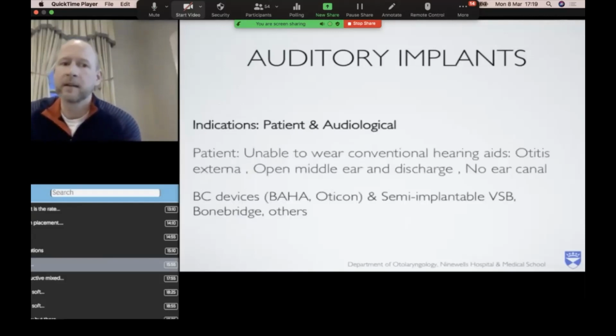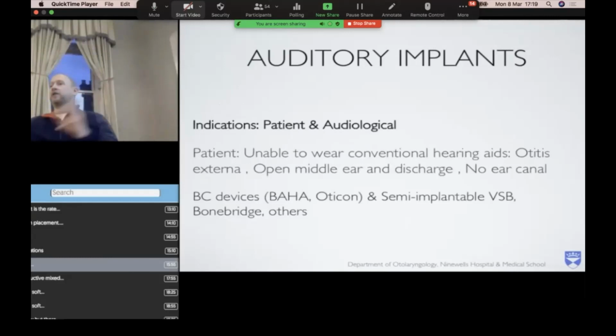So I divide my indications into patient factors and audiological factors. So there are patient criteria that they need to meet and audiological criteria they need to meet. For a patient, it's pretty much they can't wear a hearing aid, whether it's because they've not got an ear, they've got an open middle ear, they've got a tight externa, or whatever. They can't wear a standard BTE bone conduction aid.